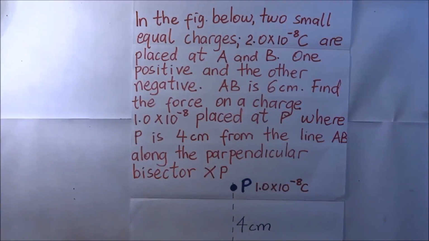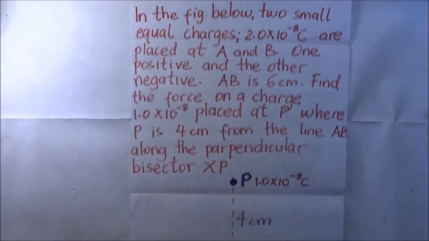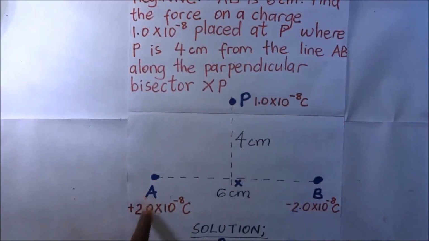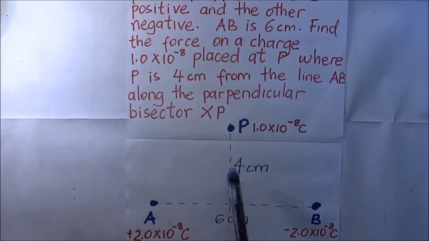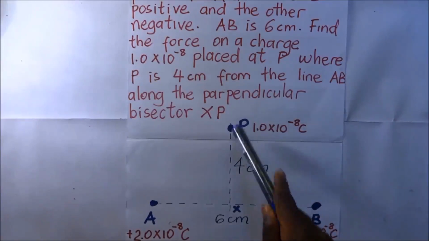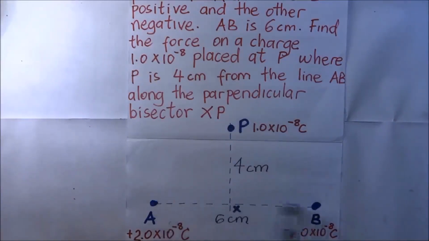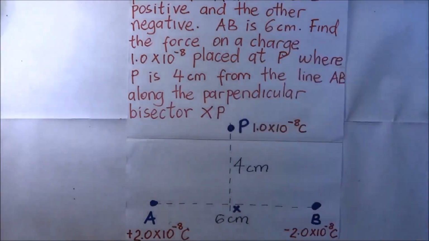We have a diagram here that tries to summarize this question. It's a bit long. They are talking about two charges that are equal but opposite. These are the ones at A and B. We have positive 2 times 10 to the power negative 8 and negative 2 times 10 to the power negative 8. They are 6 centimeters apart, and we have a charge at P, which is 4 centimeters from the perpendicular bisector XP. This diagram serves to summarize this whole question.